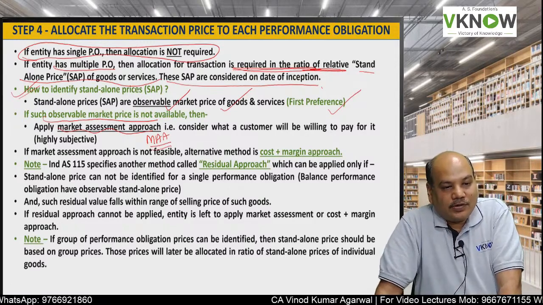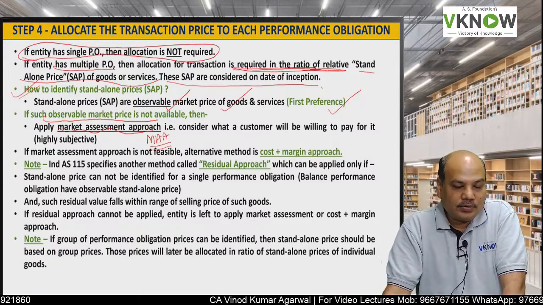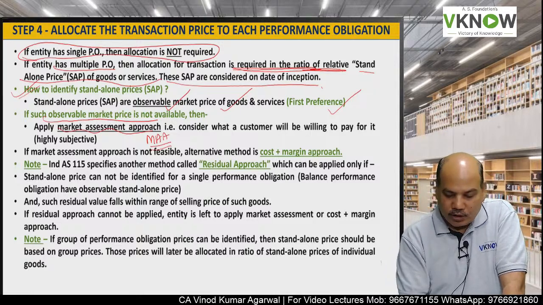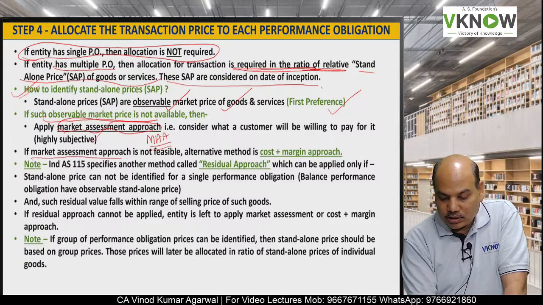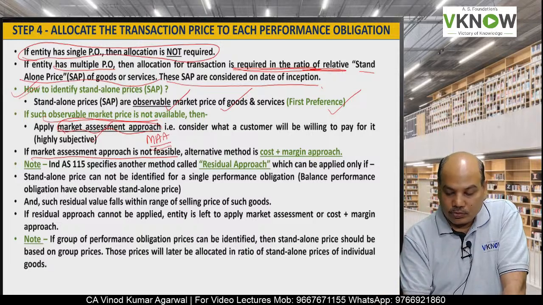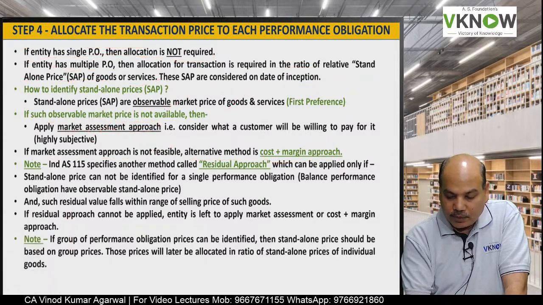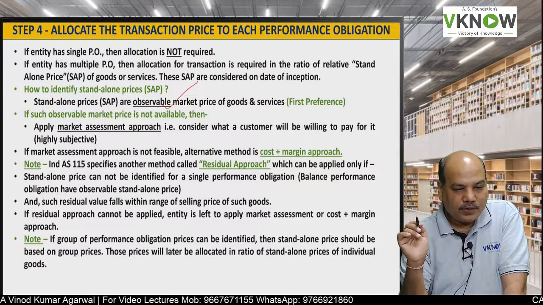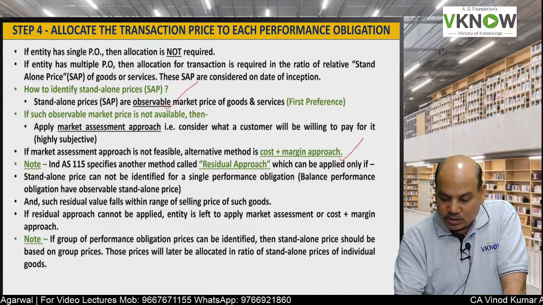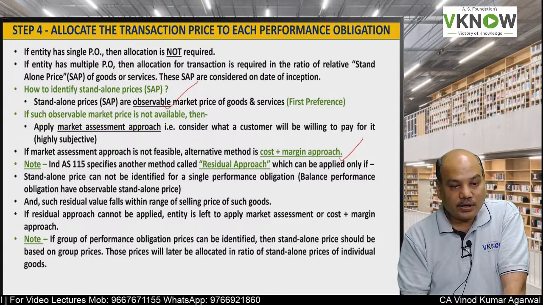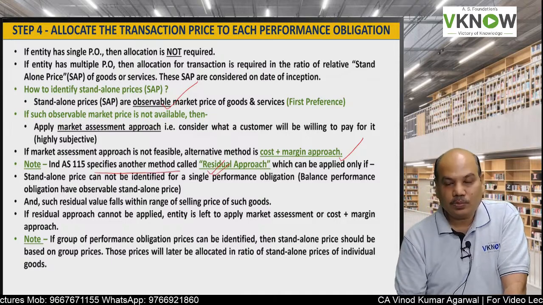Apply MAA, the market assessment approach, that is, consider what a customer will be willing to pay for it. It's called the market assessment approach, which is highly subjective, of course. If the market assessment approach is also not feasible, then the next alternative is the cost plus margin approach. So first we will give preference to the observable market price. If that is not available, market assessment approach. If that is not available, cost plus margin approach. And if that is also not applicable, then we have another method called the residual approach.